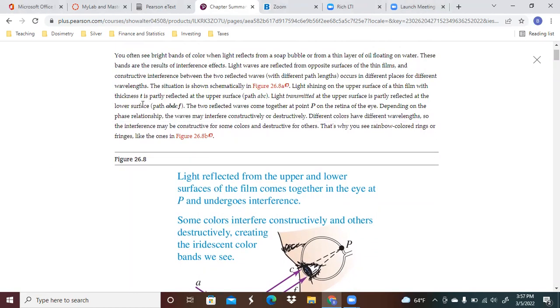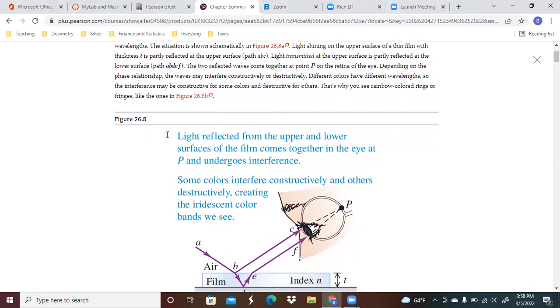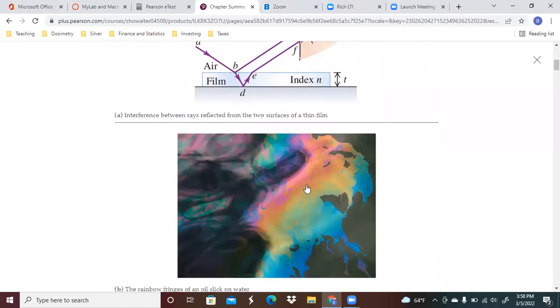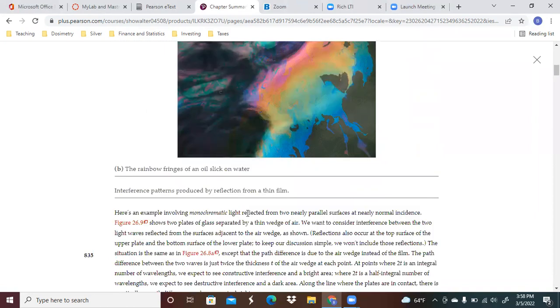So light shining on the upper surface of the film with thickness T is partly reflected at the upper surface. Light transmitted at the upper surface is partly reflected at the lower. The two reflected waves come together at point P, and depending on the phase relationship, the waves may interfere constructively or destructively. And different colors have different wavelengths, so the interference may be constructive for some and destructive for others. And that's why you see the reflection as you do.